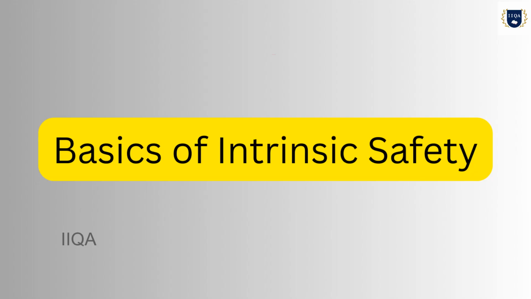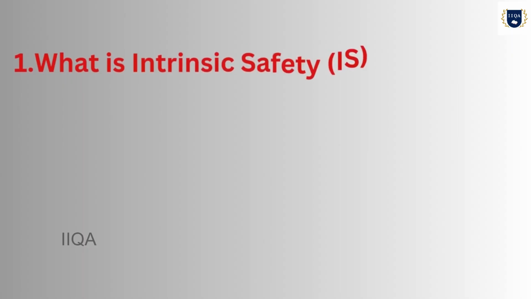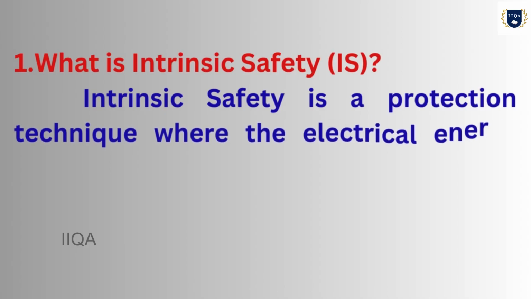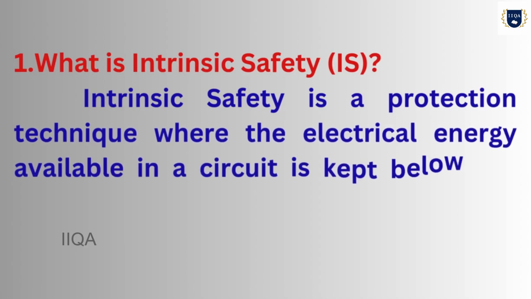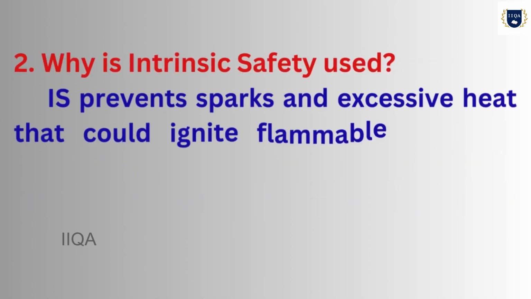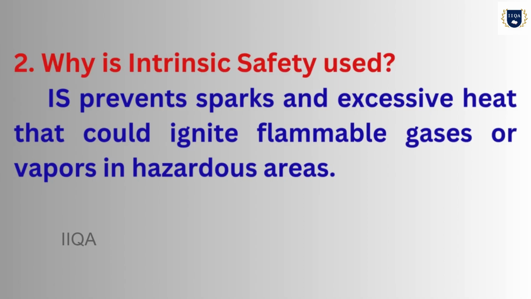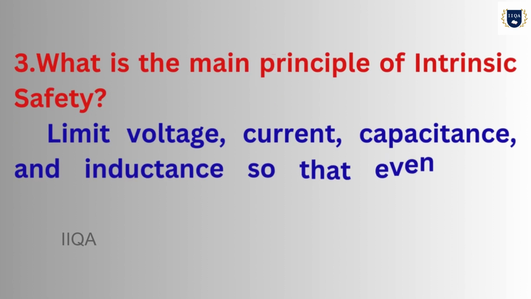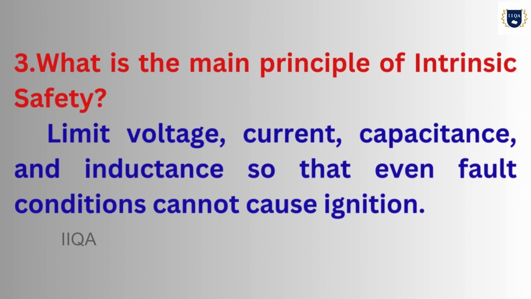Basics of intrinsic safety. What is intrinsic safety? Intrinsic safety is a protection technique where the electrical energy available in a circuit is kept below the level that can ignite a hazardous atmosphere. Why is intrinsic safety used? Intrinsic safety prevents sparks and excessive heat that could ignite flammable gases or vapors in hazardous areas. What is the main principle of intrinsic safety? Limit voltage, current, capacitance, and inductance so that even fault conditions cannot cause ignition.